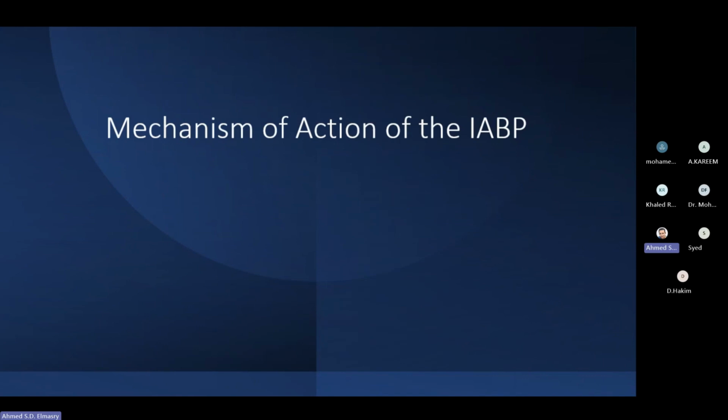Going to the next section, which is the mechanism of action of the intra-aortic balloon.